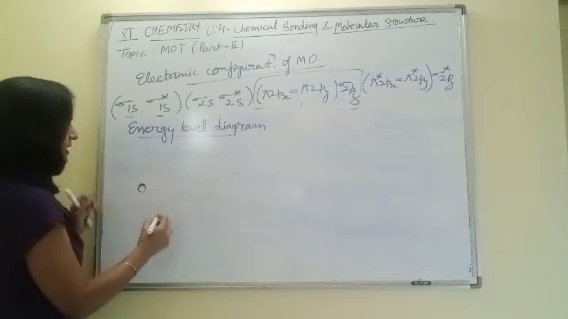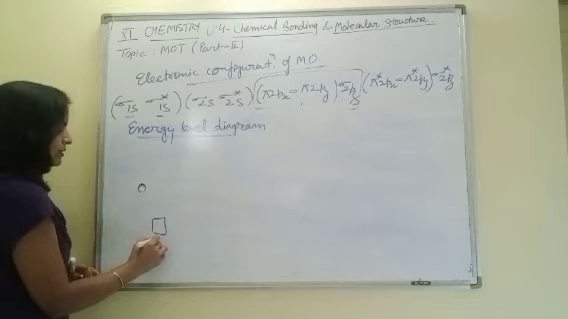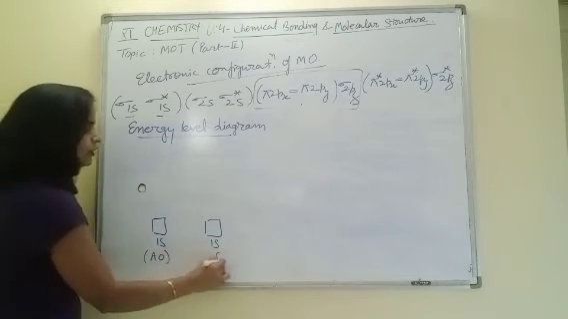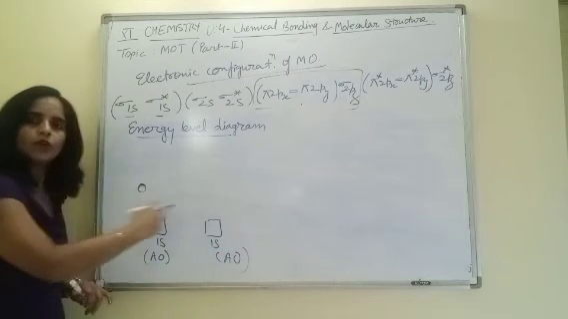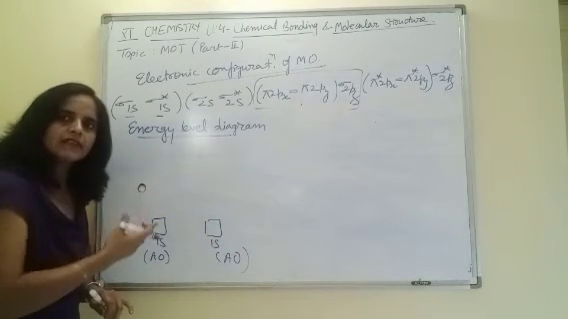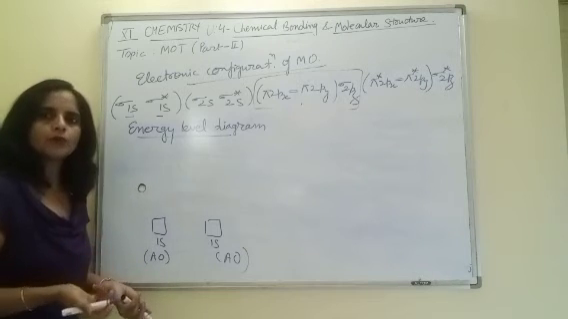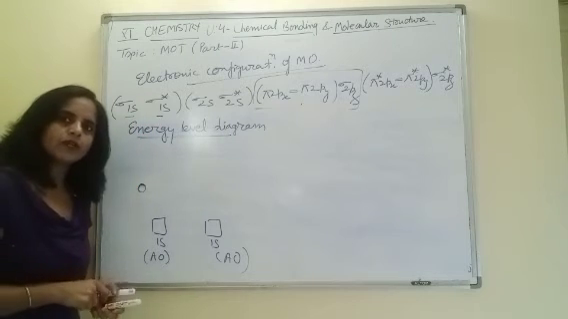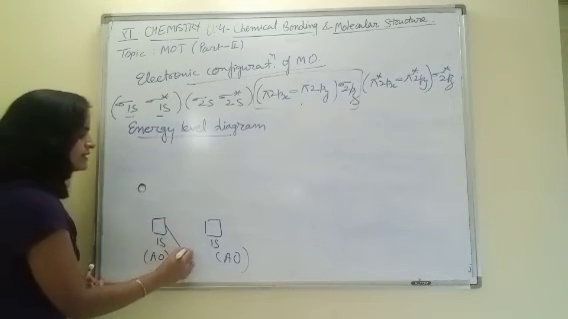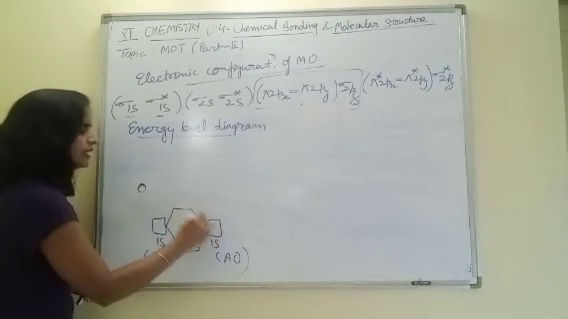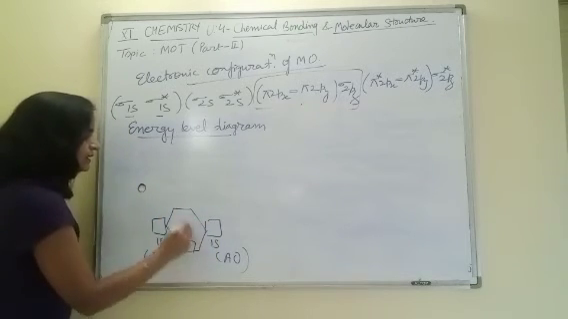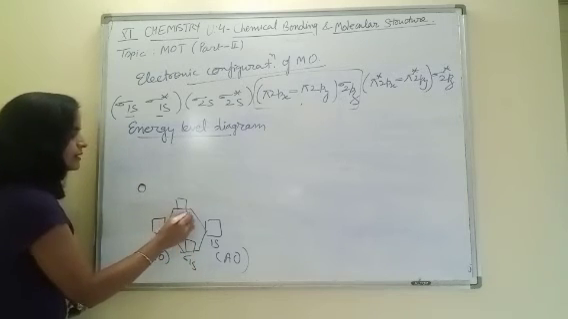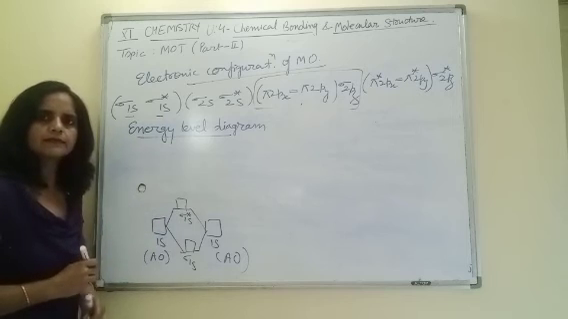So we need to take two 1s atomic orbitals. This is 1s, this is another 1s. These two are the atomic orbitals. When these two atomic orbitals show constructive and destructive interference, we will get two molecular orbitals, one bonding and the second anti-bonding. So just make two levels, one for the bonding orbital, the second level for the anti-bonding orbital. This is bonding, this is anti-bonding. Sigma 1s, sigma star 1s.